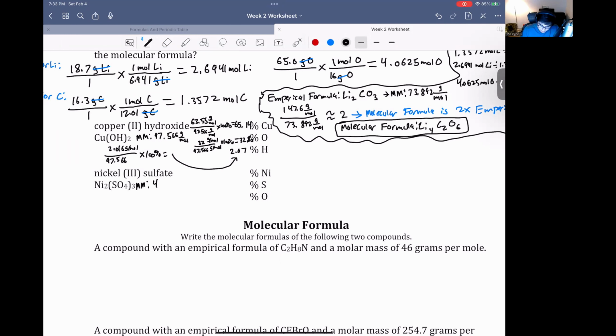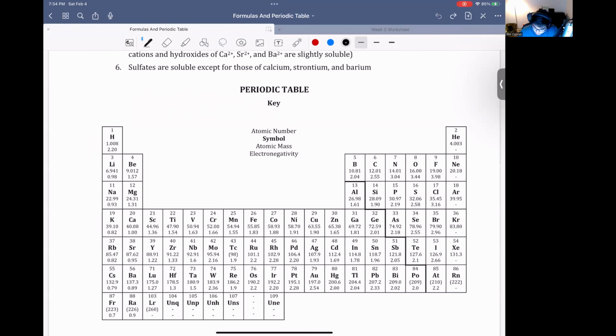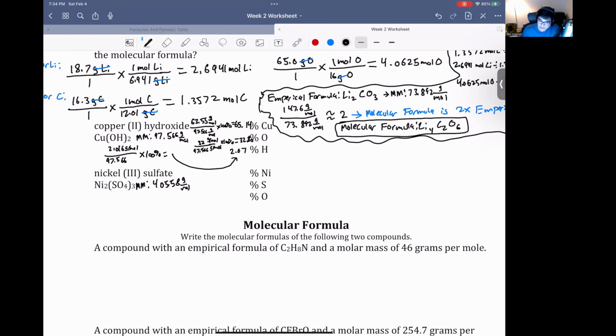All right, so 405.58 grams per mole should be what you get for the molar mass. All right, so what we're going to do next, again, is just divide all of these. So nickel, 58.7 times 2 divided by 405.58 times 100%.